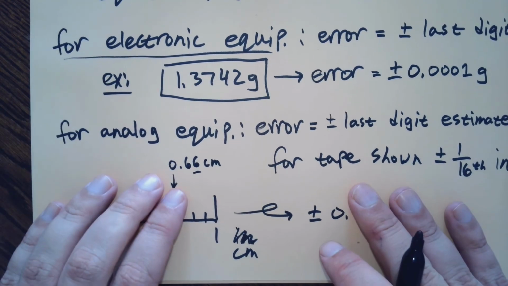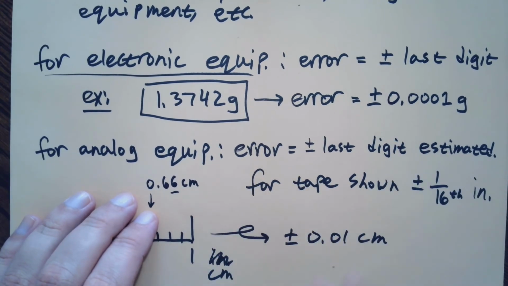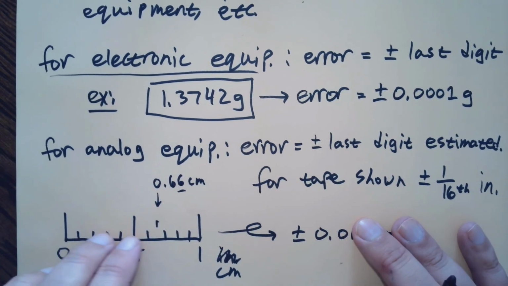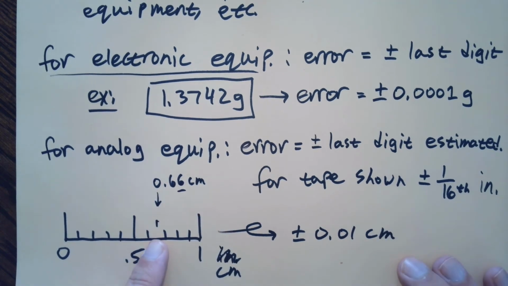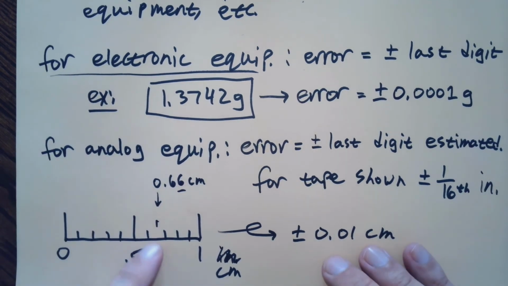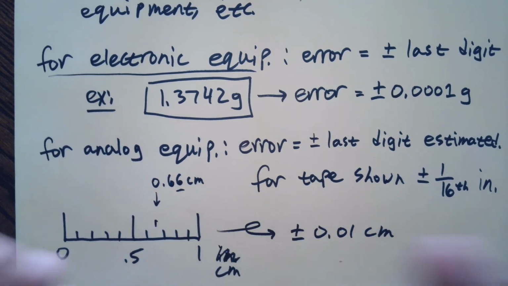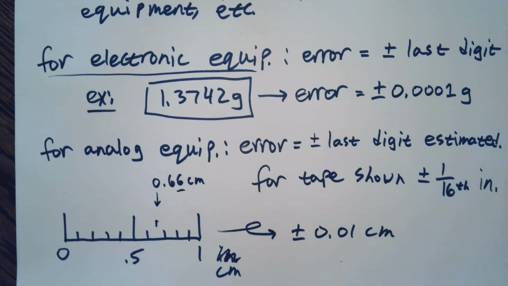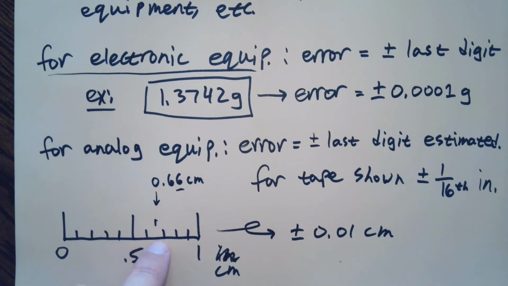So that's how you handle analog equipment. There's an estimated digit at the end, and it's just plus or minus one of those. So you can go farther than the markings by one decimal place. I can't go two. I'm not going to say that's obviously 0.657. I don't know that far, but I definitely know that if this is my halfway mark right here, and I'm a little past it, there's a 6 there instead of a 5. And it's past 0.6 overall, so 0.66.